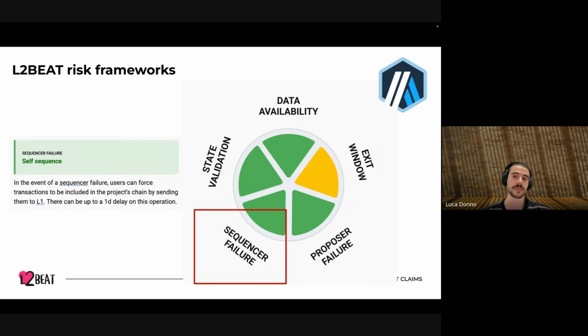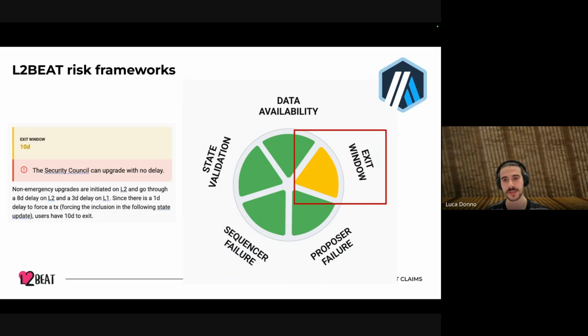A lot of other L2s don't have this mechanism, so this slice will be yellow, red. The exit window is the most complicated one to understand and assess, which is that the Arbitrum protocol is upgradable. The contracts can be modified by governance or by a security council, which is a multi-sig, more or less. But these upgrades have a delay, so they don't apply immediately.